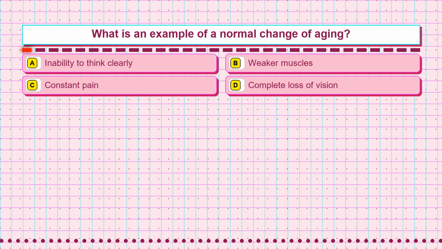Question 75. What is an example of a normal change of aging? Option A, inability to think clearly. Option B, weaker muscles. Option C, constant pain. Option D, a complete loss of vision.